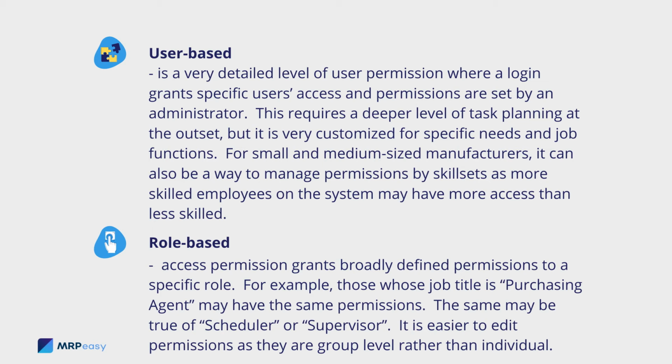Role-based access permission grants broadly defined permissions to a specific role. For example, those whose job title is purchasing agent may have the same permissions. The same may be true of scheduler or supervisor. It is easier to edit permissions as they are group level rather than individual.